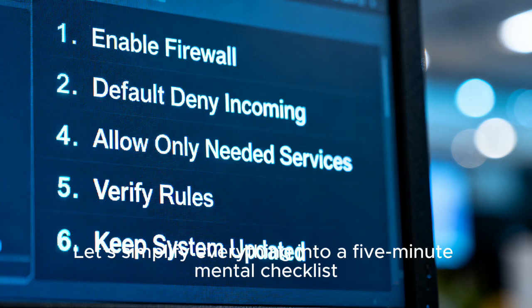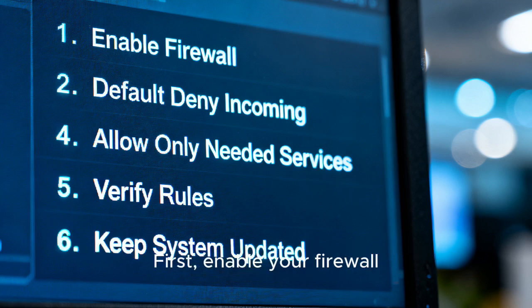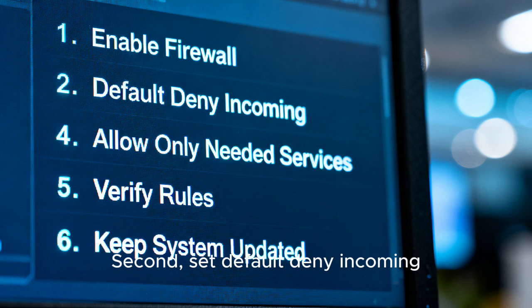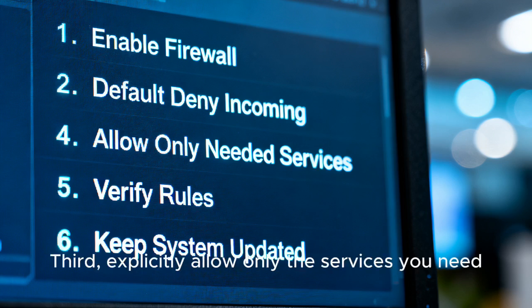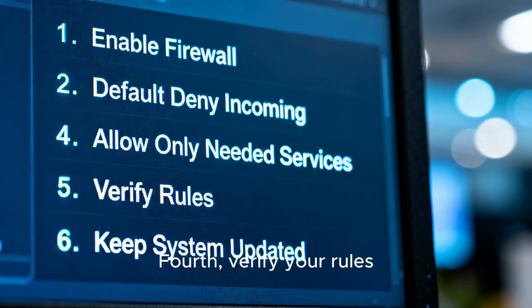Let's simplify everything into a 5-minute mental checklist. First, enable your firewall. Second, set default deny incoming, allow outgoing. Third, explicitly allow only the services you need. Fourth, verify your rules. Fifth, keep your system updated.